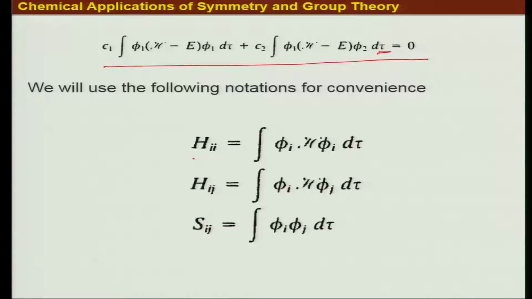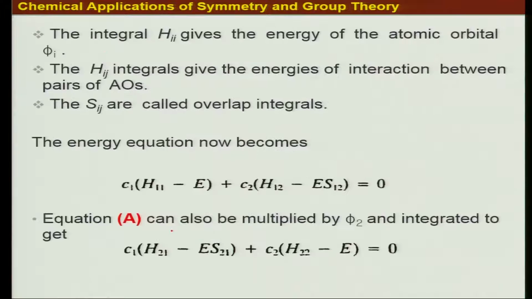The notations are H11, which stands for phi I H phi I integrated over d tau, where Hij is the integral given as this, where the two wave functions are different, phi I and phi j, and the operator remains the same, the Hamiltonian. And then there is another integral, the integration over d tau for the product of the two functions phi I and phi j, given by the term Sij, and this Sij is known as the overlap integral. So here we explicitly say which integral gives what.